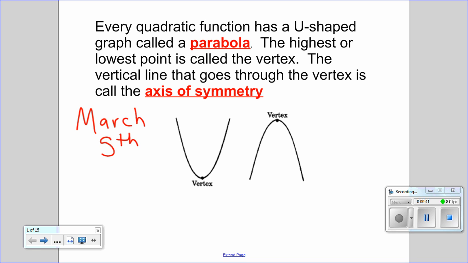So here I have two examples where I have one opening up. Here we would define it as being a minimum value, and one that's opening down where I would have a maximum value. The vertical line that goes through the vertex is called the axis of symmetry, and it looks like that, right? It cuts the graph in half. And that's going to be kind of important when we do sketch these out.